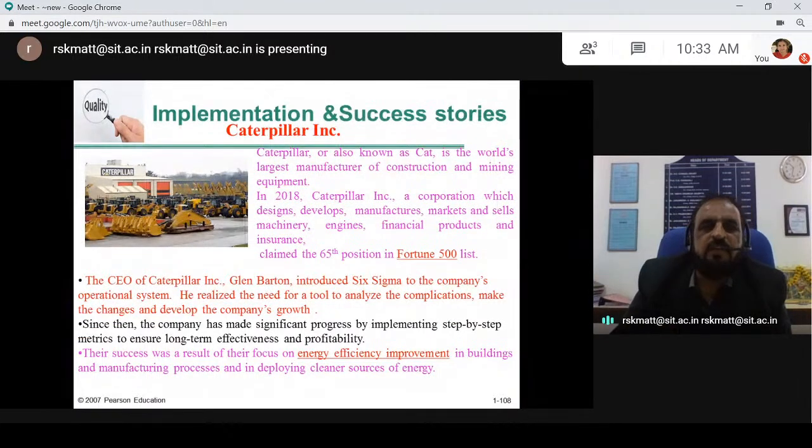Okay, another 5 minutes I'll take. So these are the implementation success stories. Caterpillar, called CAT, is the world's largest construction and mining equipment company, and they implemented the Six Sigma methodology and philosophy in the year 2018, and they stand 65th place in the Fortune 500 companies list. They used the philosophies of Lean Six Sigma in their business process improvement.